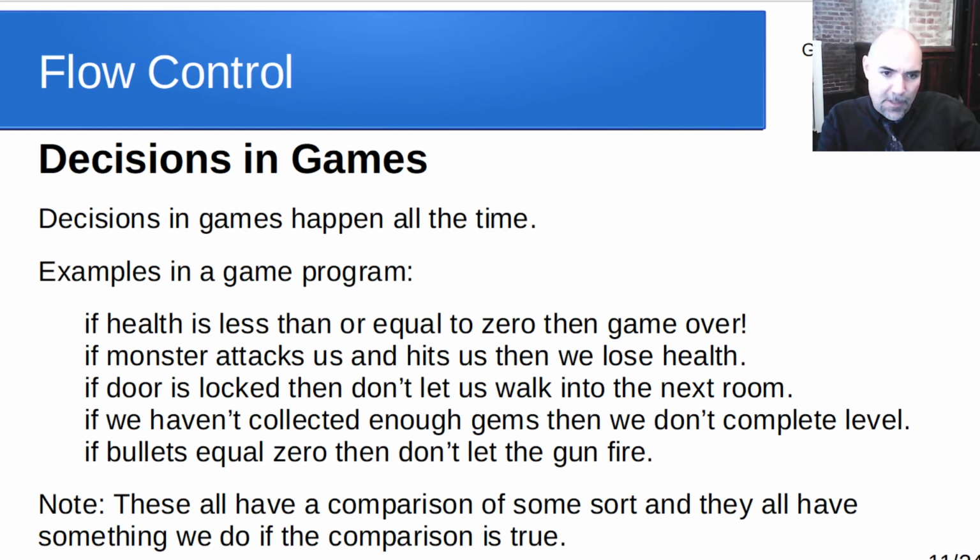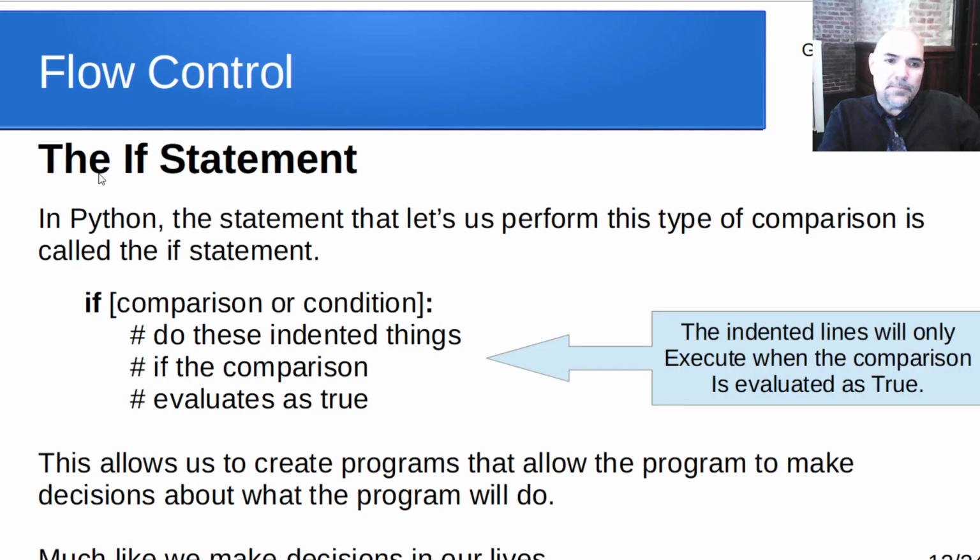They have this if part at the front, and they have some thing that we're checking, and then they have this then part that says what action to take if that's true. So they all have a comparison of some sort, and they all have something that we either do or don't do based on whether that comparison is true or not. And in Python, being very English-like, being a very high-level language, it follows that same sort of methodology. So the if statement in Python allows us to perform that like this.